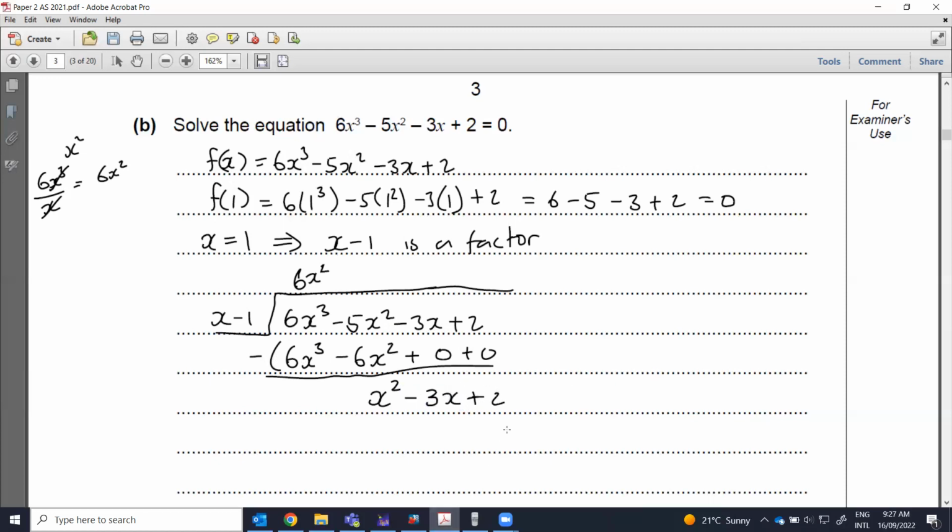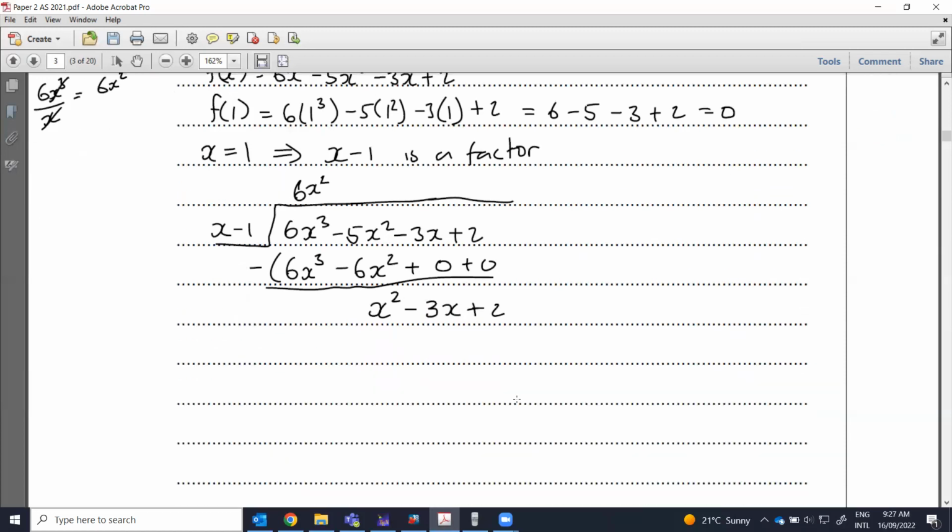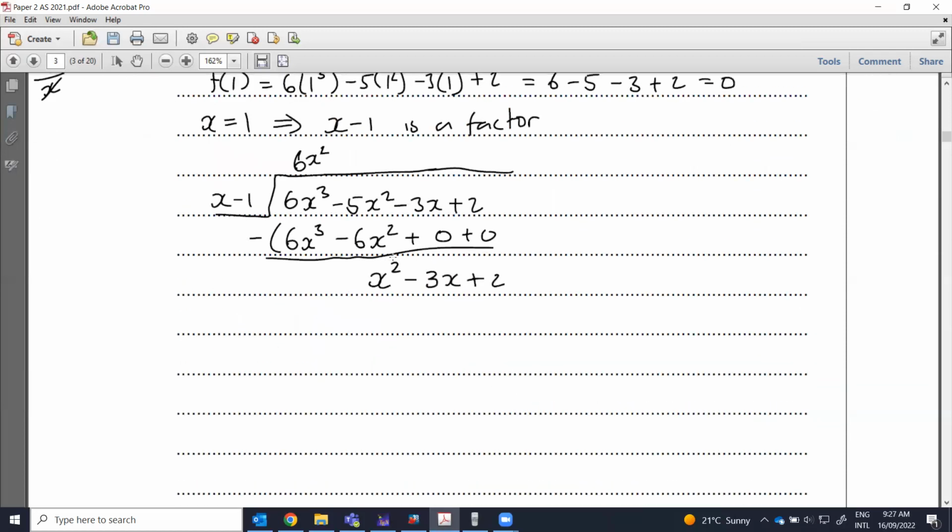Right. And then you continue. So continuing in this way, I will say x squared. I'll divide this by x. So this is just x. Then I write the x on top. So it's a positive x, so I write plus x.